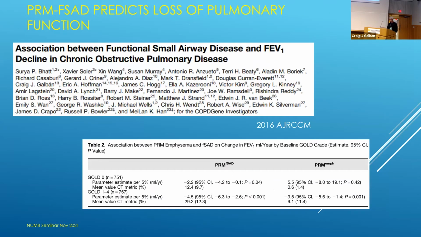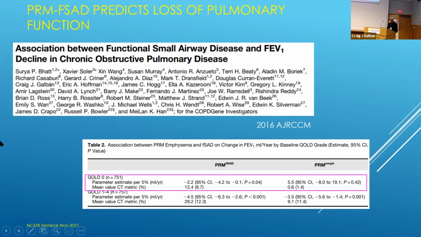The next big finding, kind of jumping ahead, comes from another COPDGene study. Here we were interested in determining whether the extent of small airways disease predicts spirometric decline. Meaning, if you have a lot of small airways disease, will your lung function decline over a 5-year period? And in fact, that's exactly what we see, and it's only in those cases at risk of developing COPD that we saw the strongest effect.